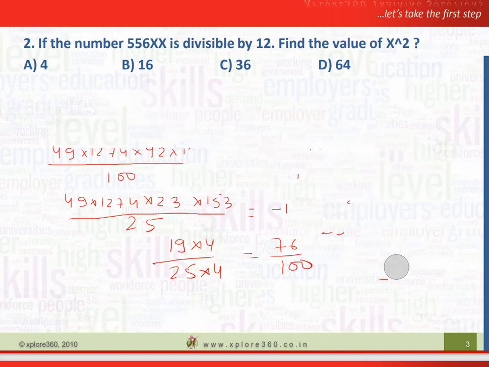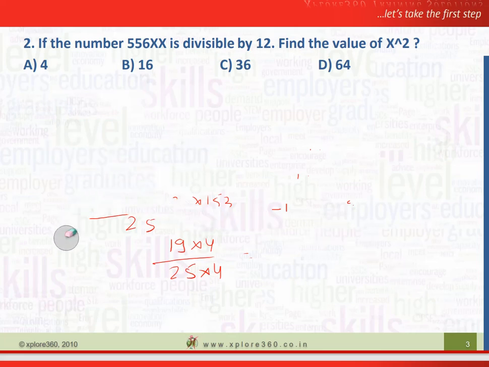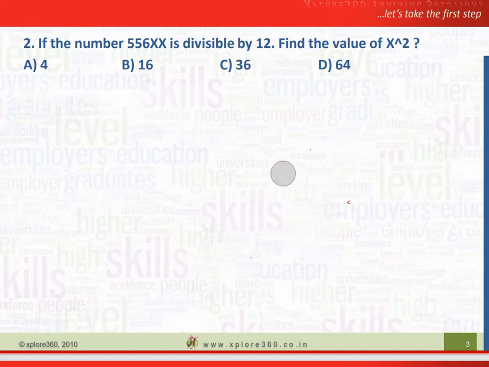The question says, if a number 556XX is divisible by 12, then find the value of x square. See, 556XX is divisible by 12. What is the divisibility rule for 12? It must be divisible by 4 and 3.